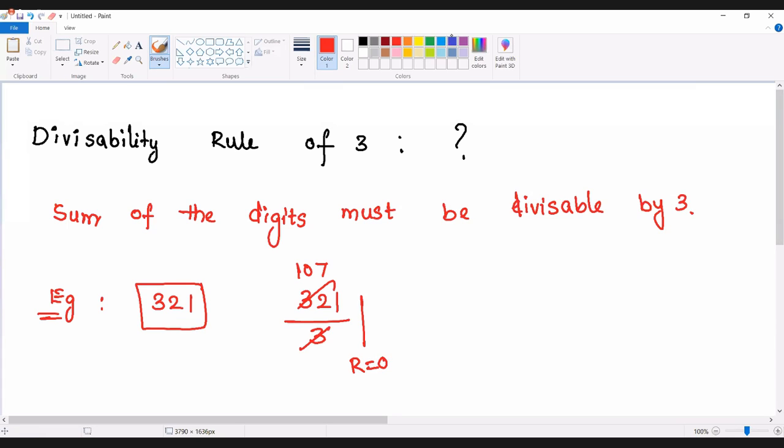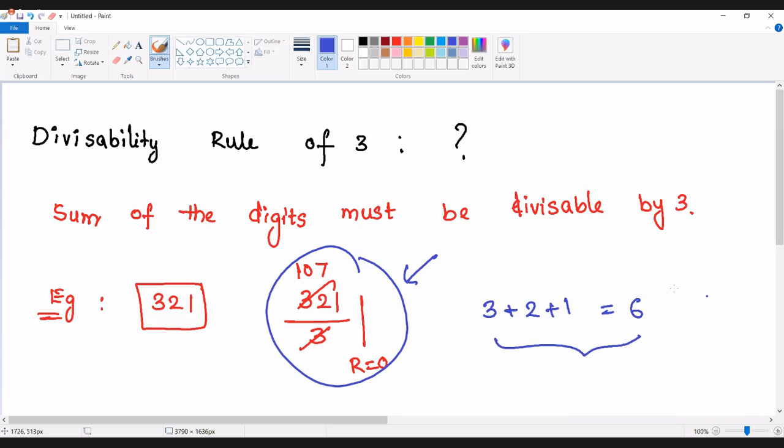What is the other way of doing the same? We can also find 3 plus 2 plus 1. What is the sum of the digits? It is going to be 7. Sorry, it is going to be 6. So, if the sum of the digits is divisible by 3, we can say that it is divisible. You need not calculate manually like this. You can directly find the digital sum. If the digital sum is divisible by 3, we can say the entire number is divisible by 3. That's how we can tackle questions based on divisibility.